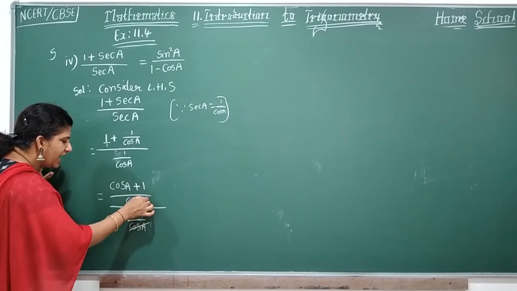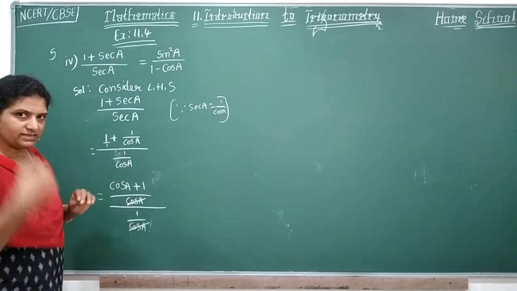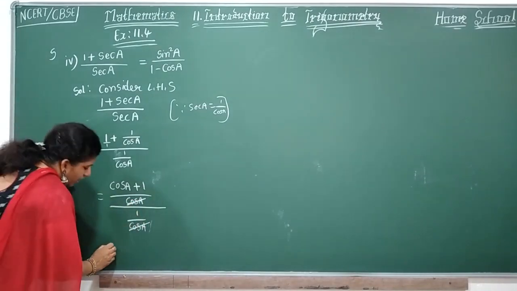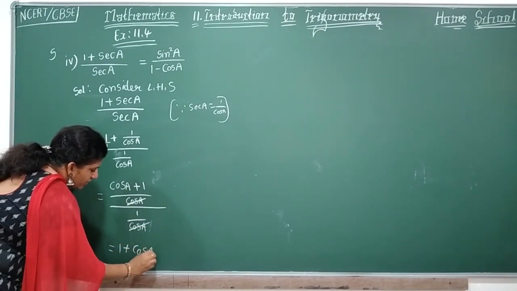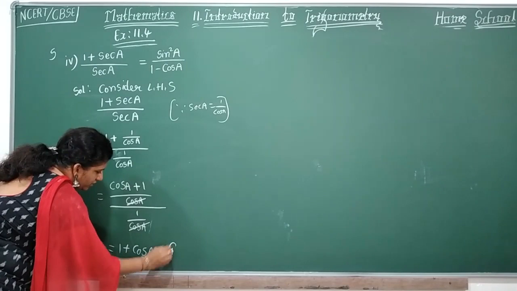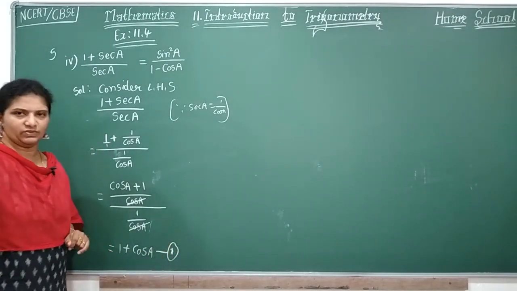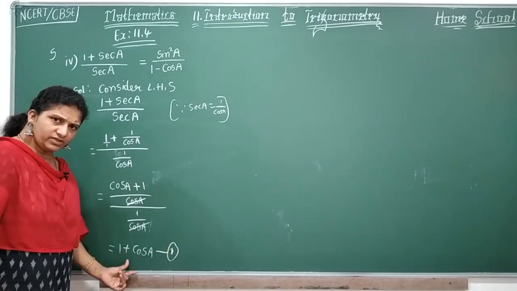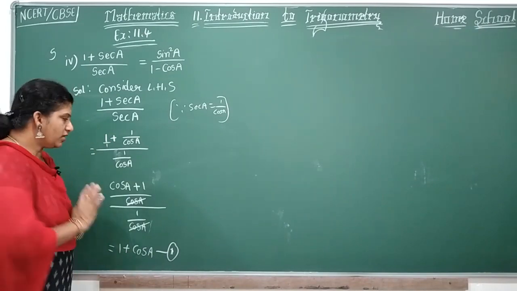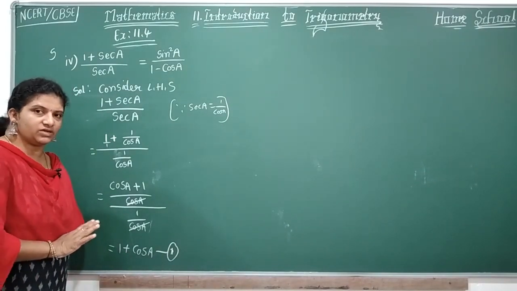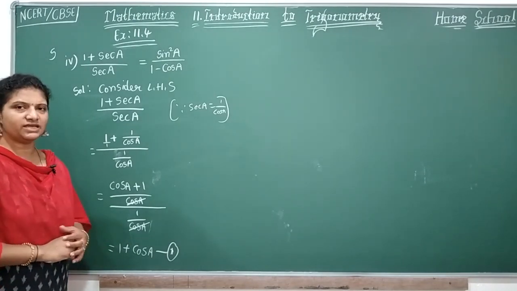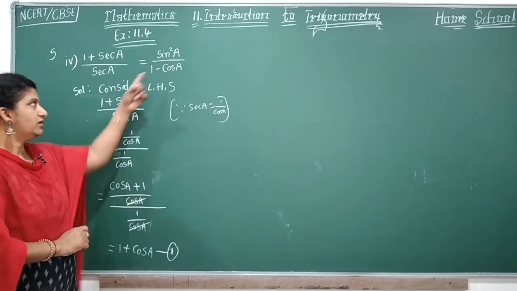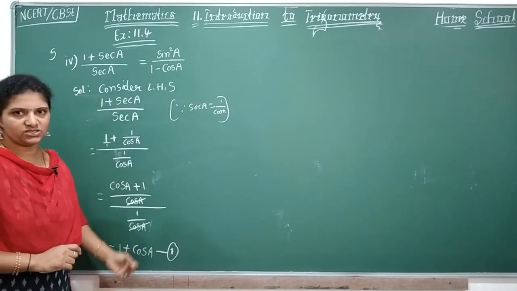So cos A can be cancelled. What are you left with here? 1 plus cos A. Look here, children, I cannot do this further. Can you simplify further? No, you cannot. So let me stop and mark this as the first equation. This did not give the answer, this is not equal to the RHS that we have.